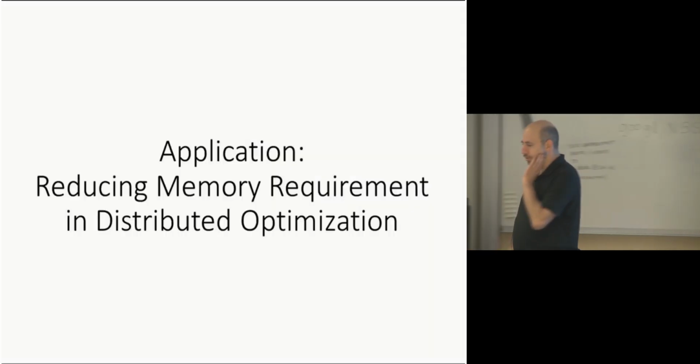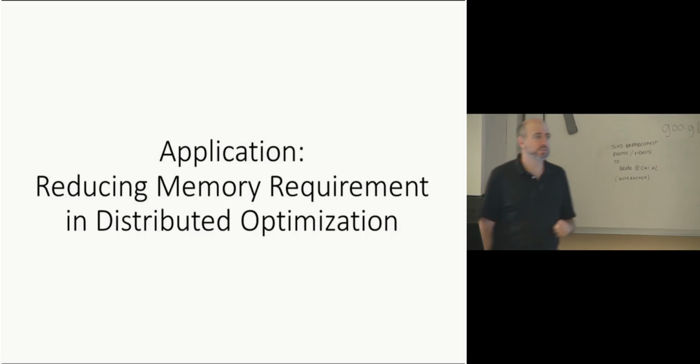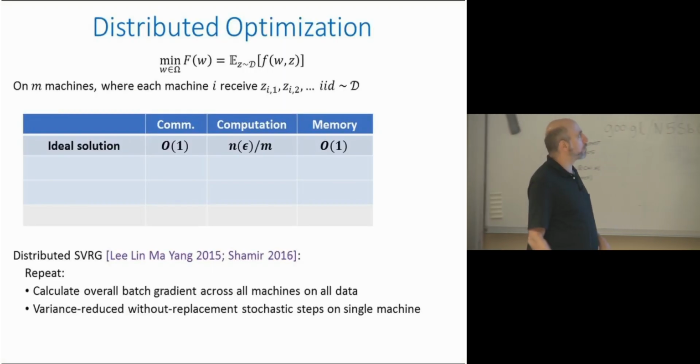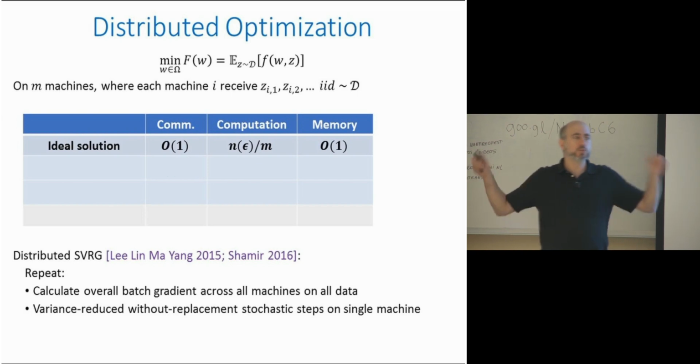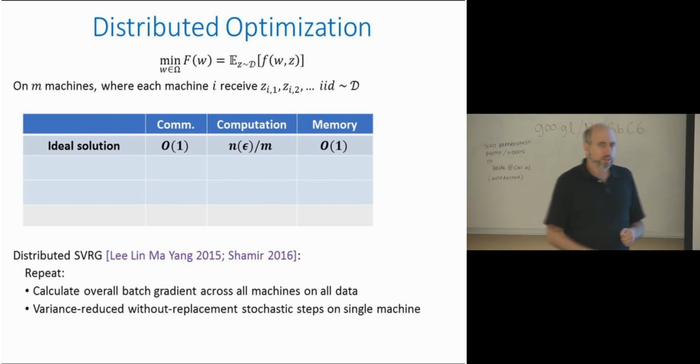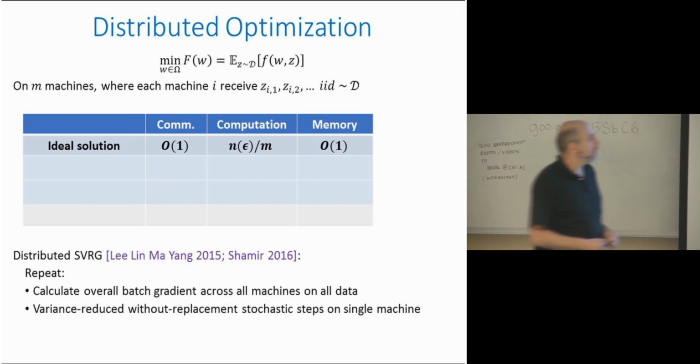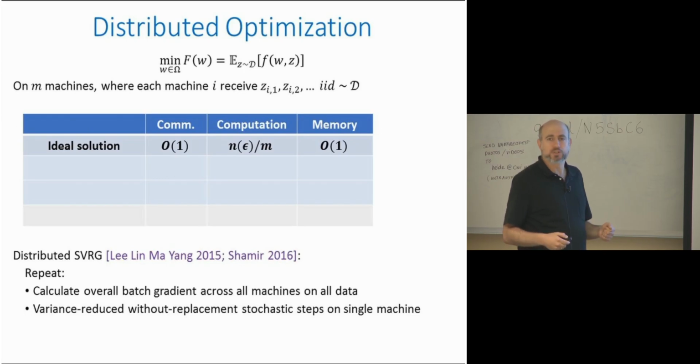So one way we'll show this is useful is reducing memory requirements for distributed optimization. In distributed optimization, we have the same optimization problem, but now we have n machines, and each machine receives samples from the source distribution. What we'd want to do is use all these machines to reduce our computational cost. So ideally, we want something that has linear reduction in computational cost, and also doesn't use too much memory and doesn't use too much communication. So how can you do that?